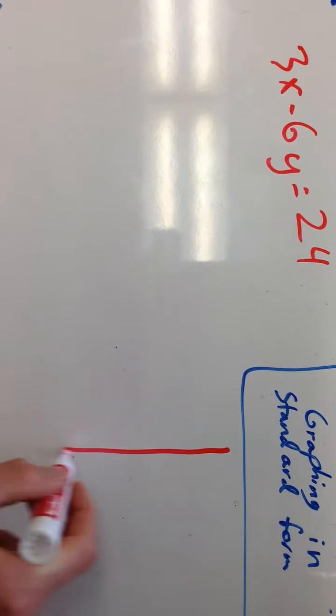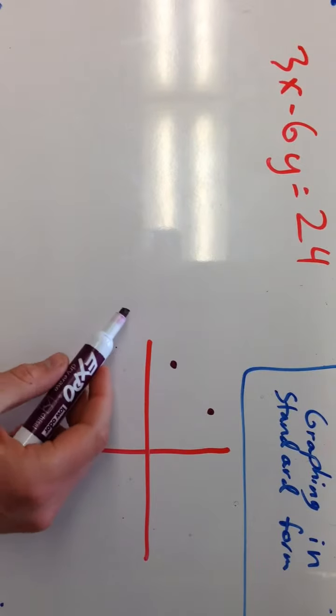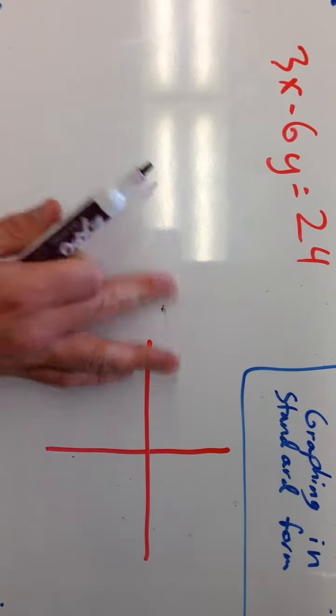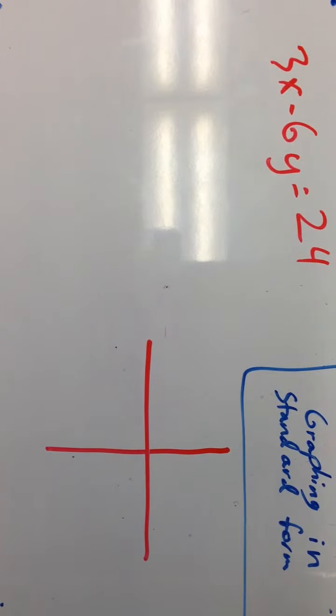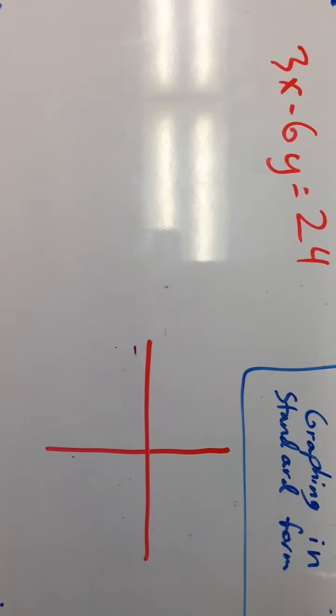So I'm going to make my graph like this. The key thing that we're going to exploit with this is if I find 2 points like that, your brain is already mentally drawing in the line that connects those 2 points. As soon as we have 2 points, we have a line. And the easiest 2 points to find are going to be the x-intercept, where our line crosses the x-axis, and the y-intercept.